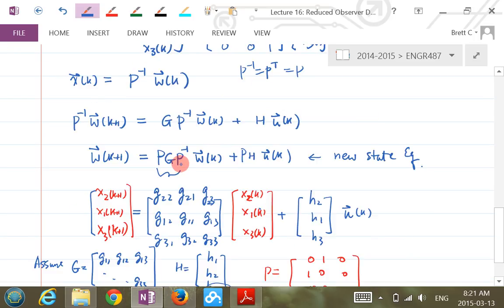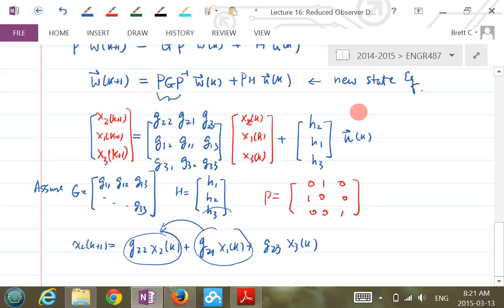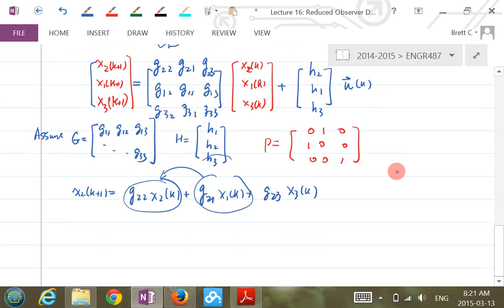Should it not be G32, G31, G33? Oh yes, you're right. Good point. Excellent. Good. Okay. So this is the new state equation now, right? This new state equation.